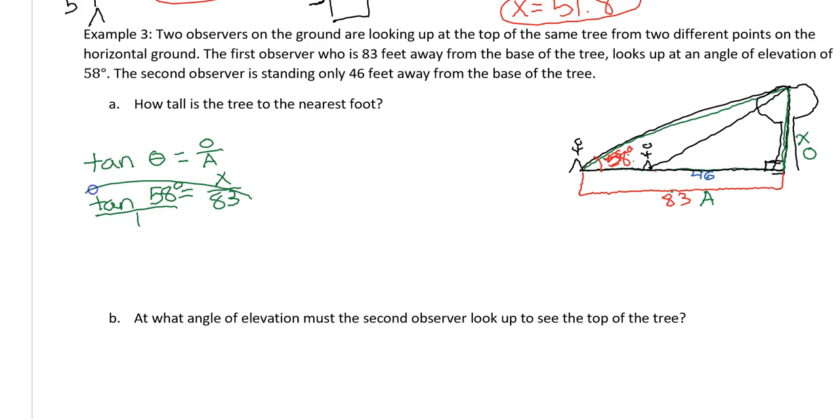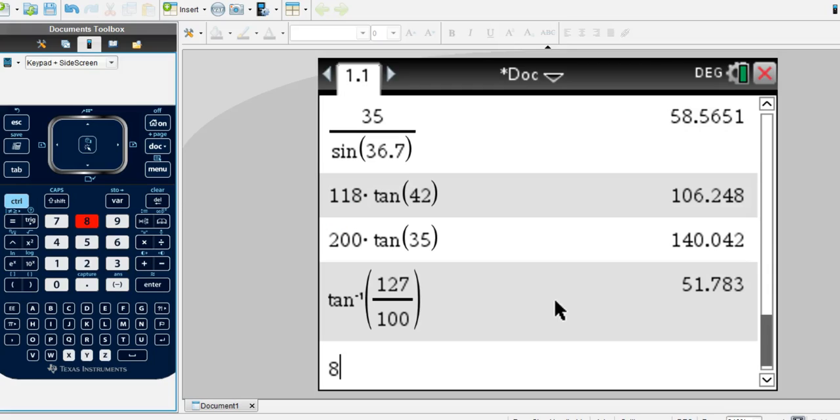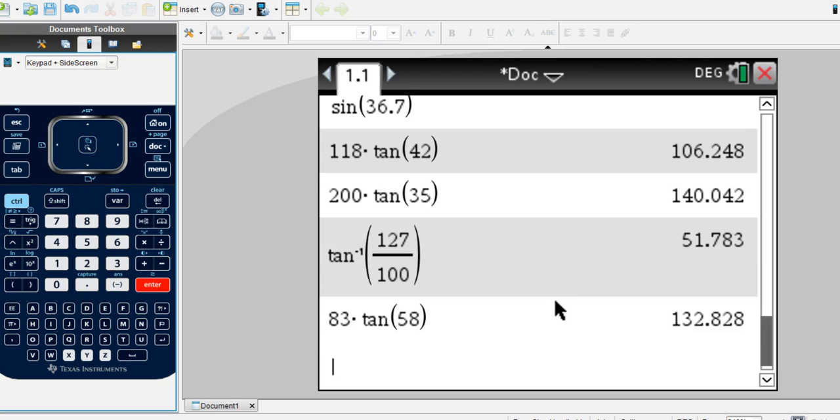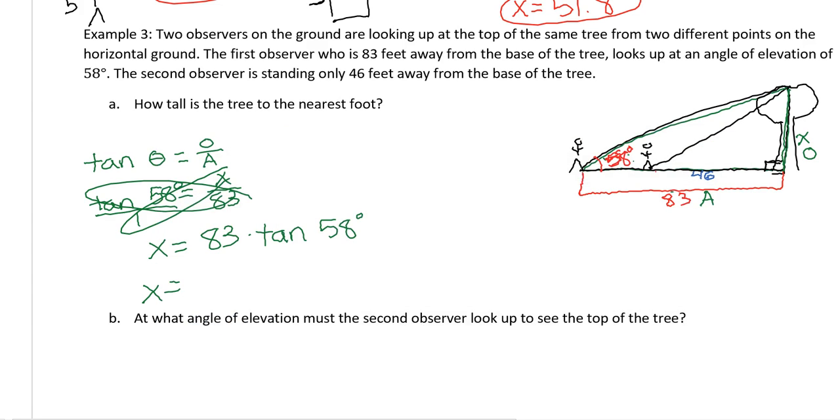Okay, over 1. X equals 83 times the tangent of 58 degrees. So x equals 132.8. Okay, so the height of my tree is 132.8 feet.